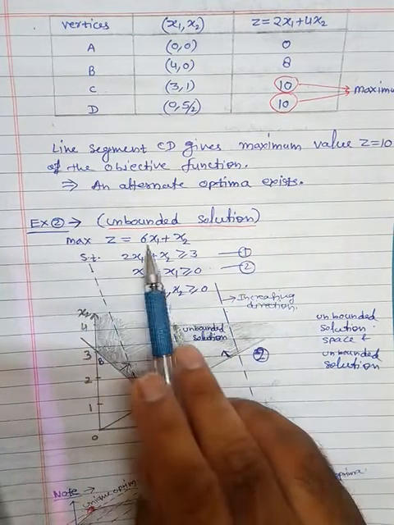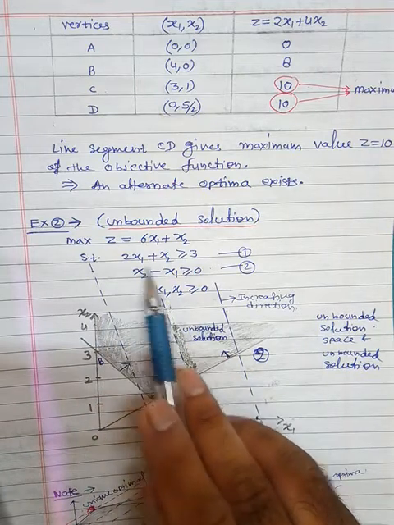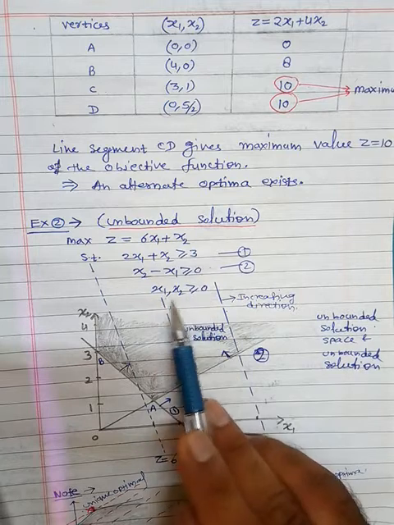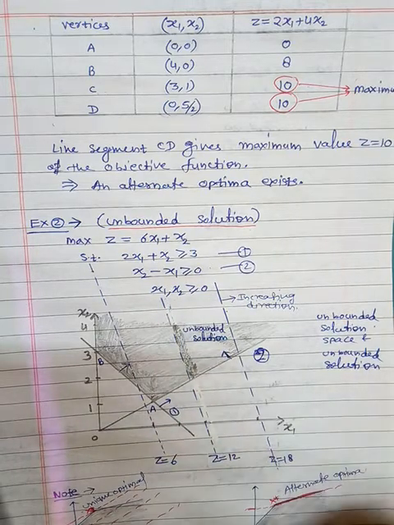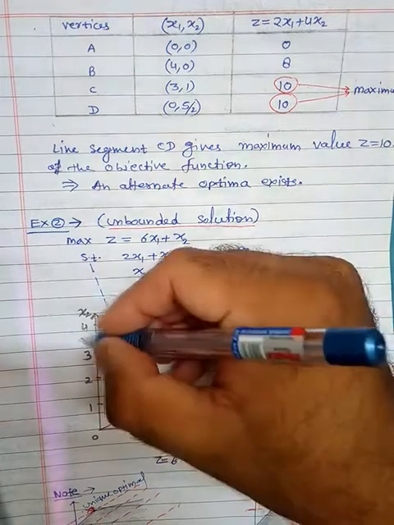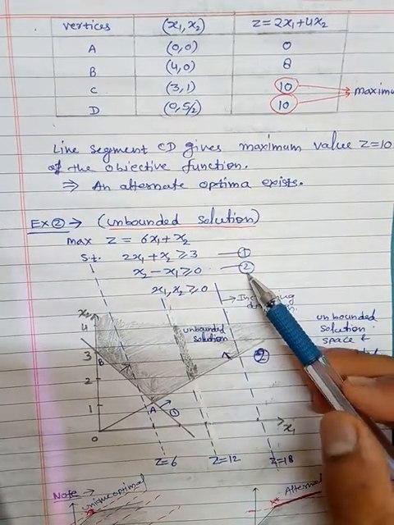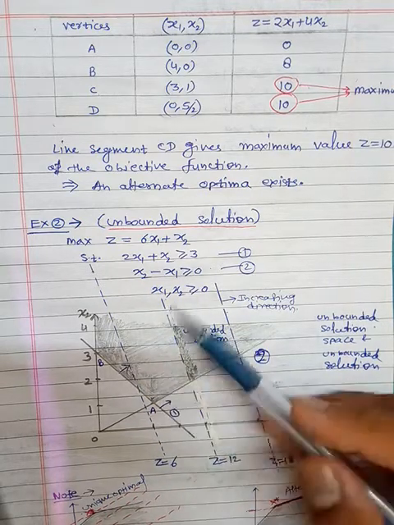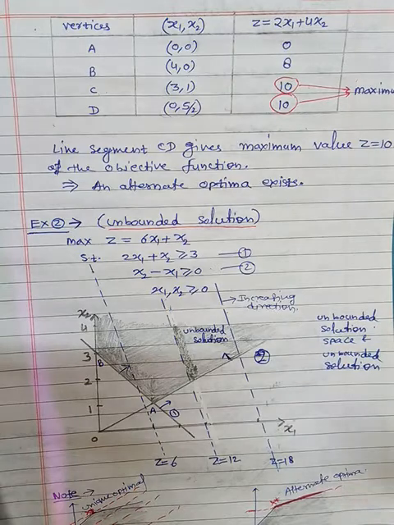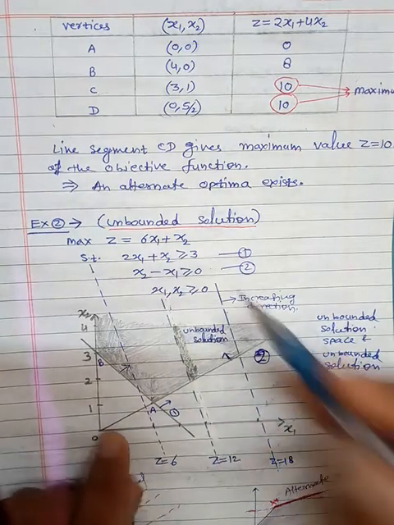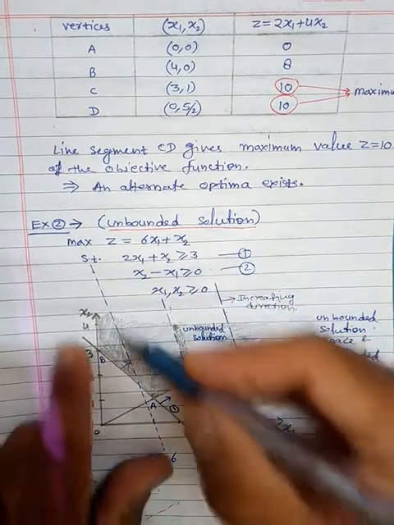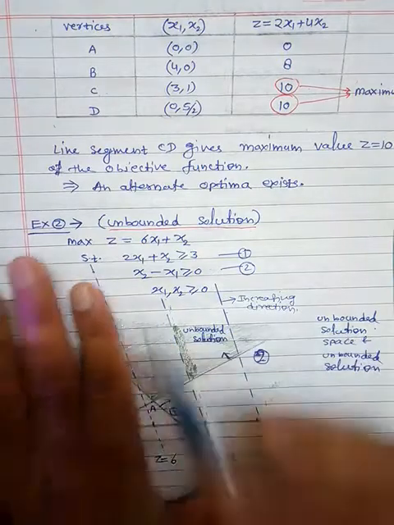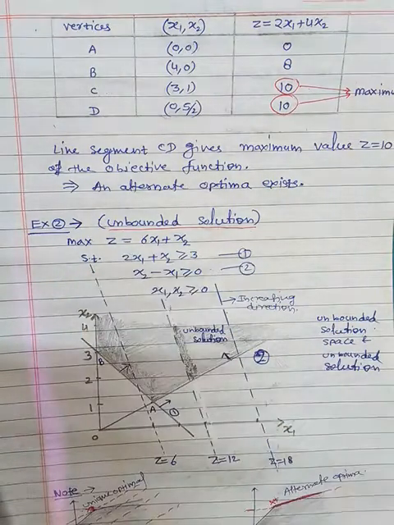We have maximum z is equal to 6x1 plus x2 subjected to 2x1 plus x2 is greater than or equal to 3, and x2 minus x1 is greater than or equal to 0, and x1, x2 both are greater than or equal to 0. When you draw the first constraint, we have this line. When you draw the second constraint, we have this line, and based on the non-negativity condition, this is the solution space. Now draw the objective function. Suppose you assign this as 6 here, so we have this line.